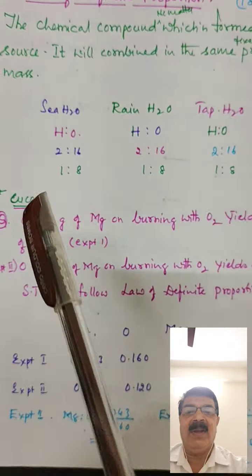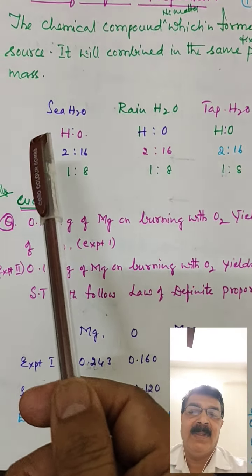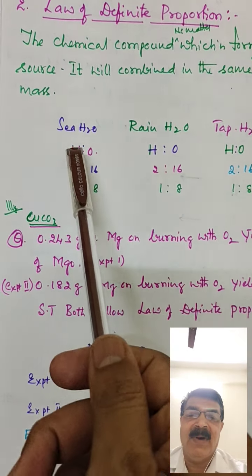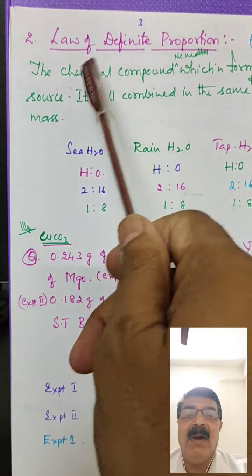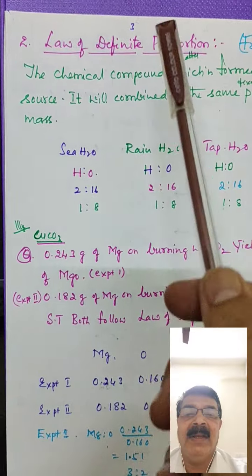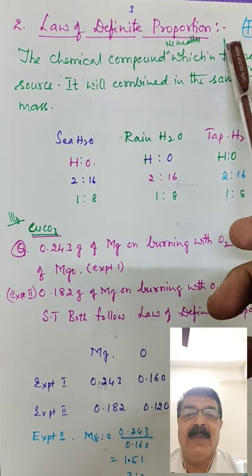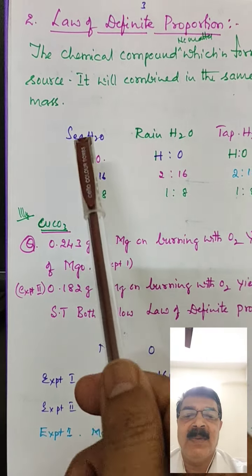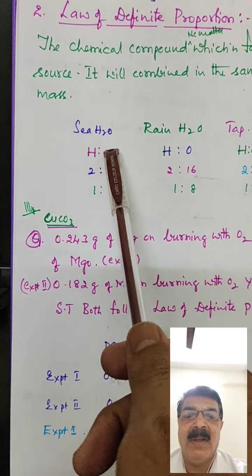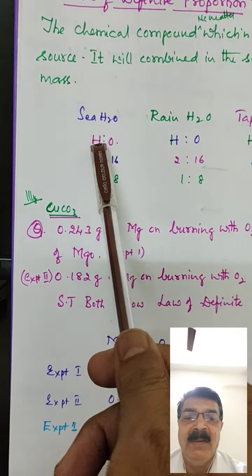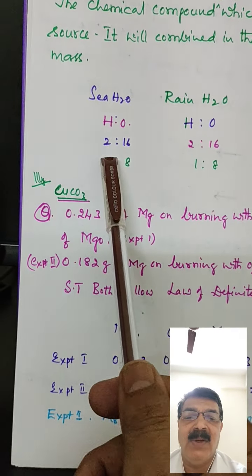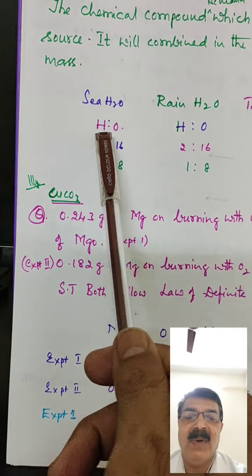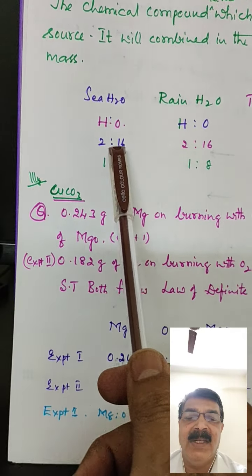Observe that. Here we are taking 3 examples: sea water, rain water and tap water. Law of definite proportion means there should be a definite proportion. Sea water, what is the formula for water? H2O. How many atoms of hydrogen are there? 2. Atomic mass is 1, so 2. Then oxygen is 1, 16. So 2 is to 16.